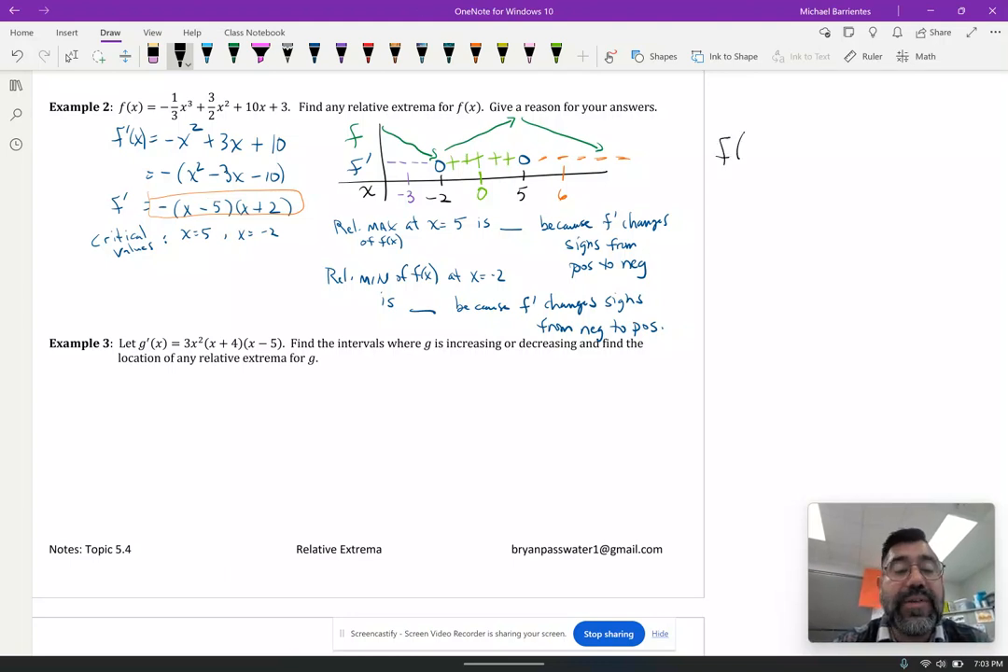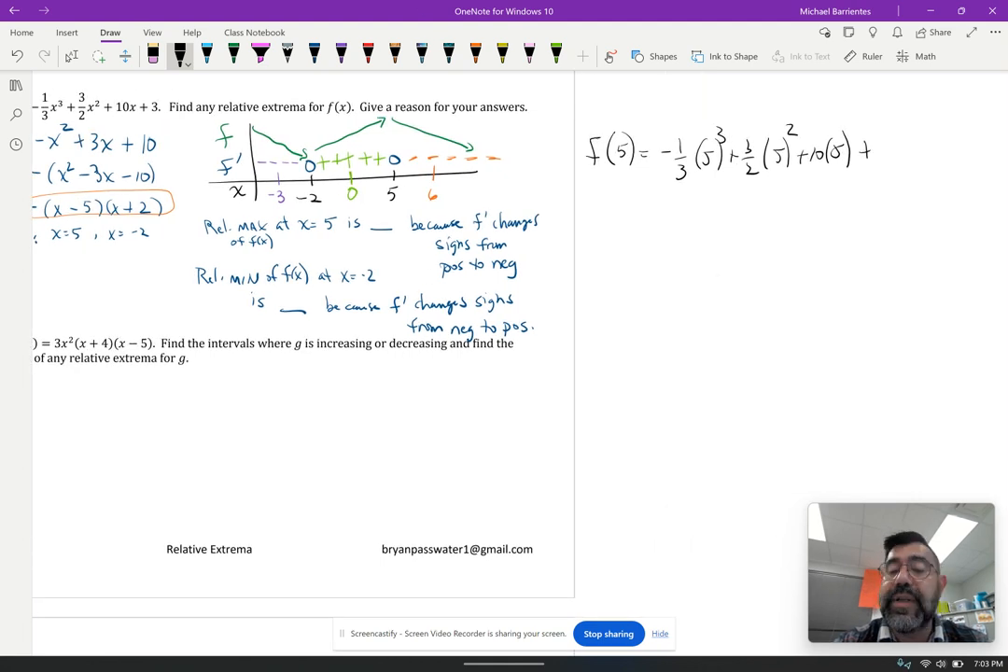So let's see. Can we do this without a calculator? Is it asking for a calculator? I don't know. Negative 1 third times 5 to the third, plus 3 halves times 5 squared, plus 10 times 5 plus 3. All right, let's see if we can do this fairly quickly. 10 times 5 is 50, and 50 plus 3 is 53. Okay. 5 squared, that would be 25. 25 times 3 is 75, so this is 75 halves.